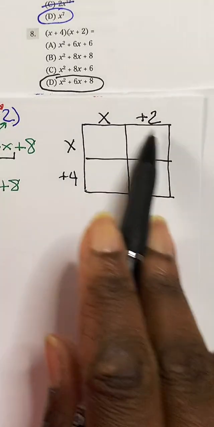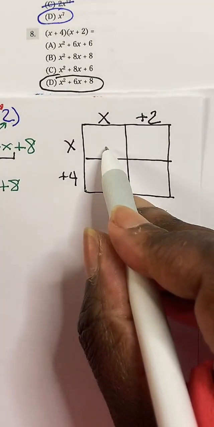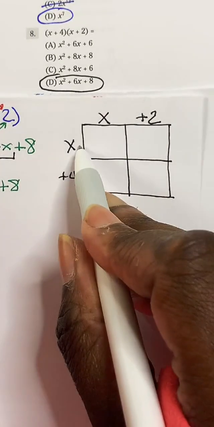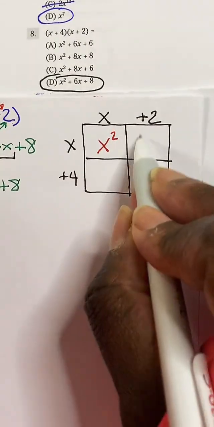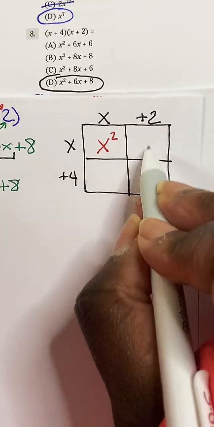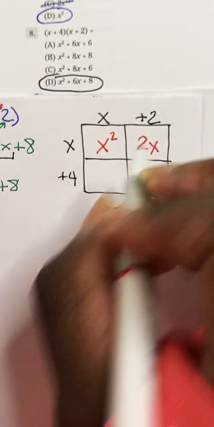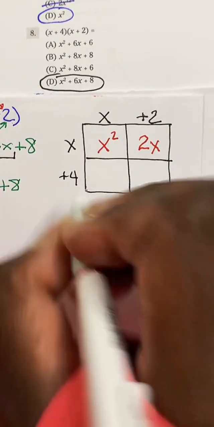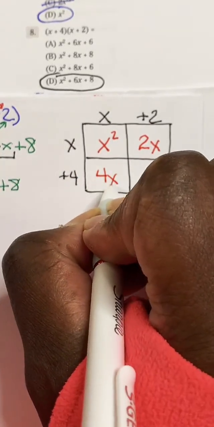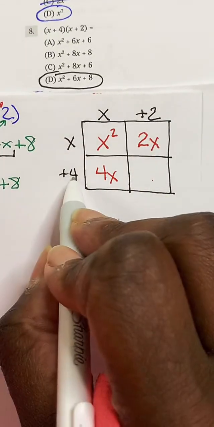So for me to fill the boxes, I need to multiply. So for me to fill this box, I have to multiply x times x. That gives me x squared. To fill this box, I multiply 2 times x. To fill this box, I multiply x times 4. And to fill this box, I multiply 2 times 4.